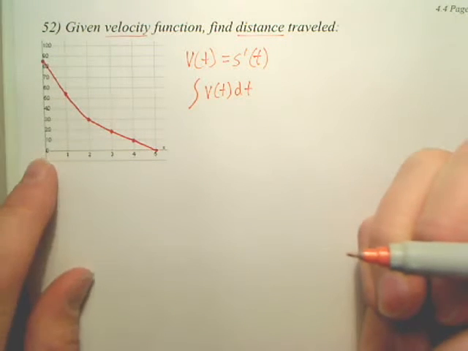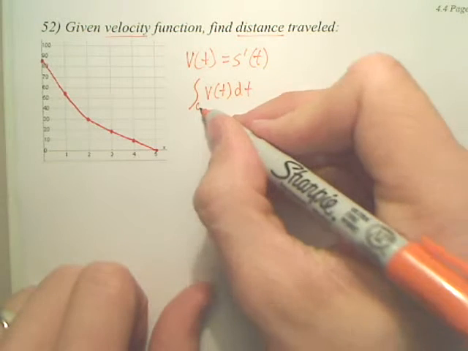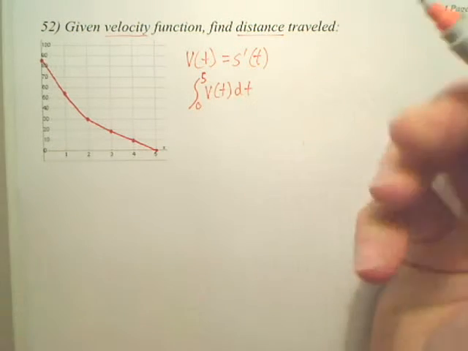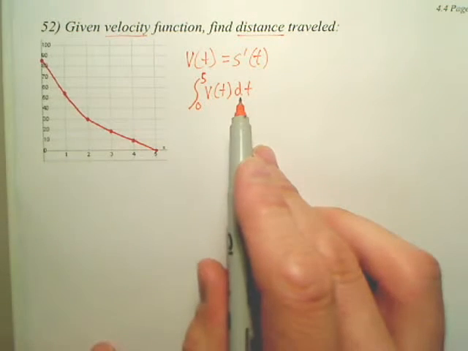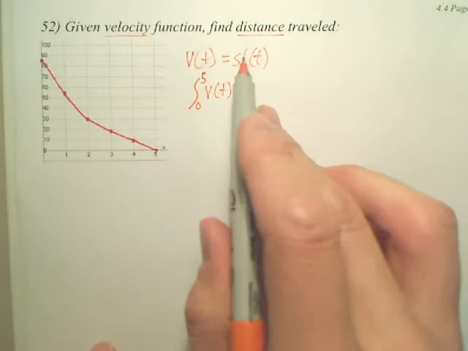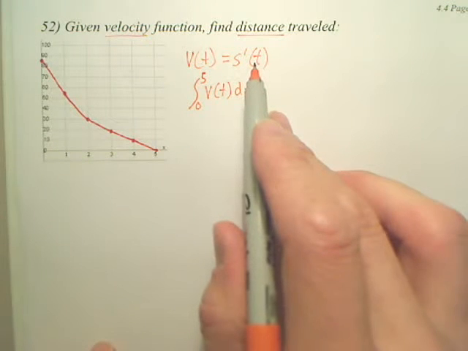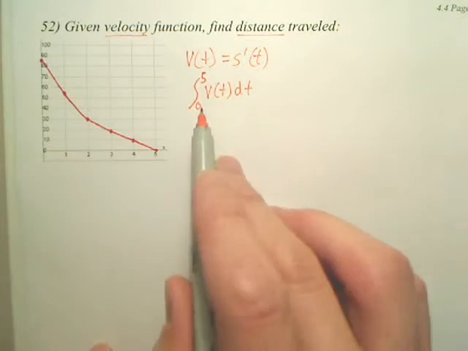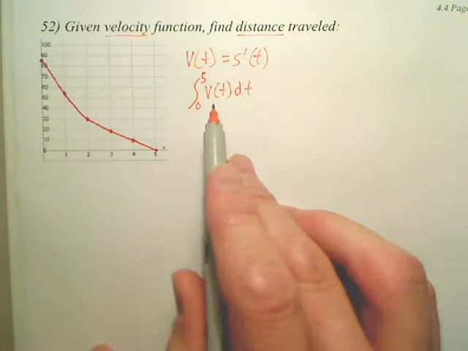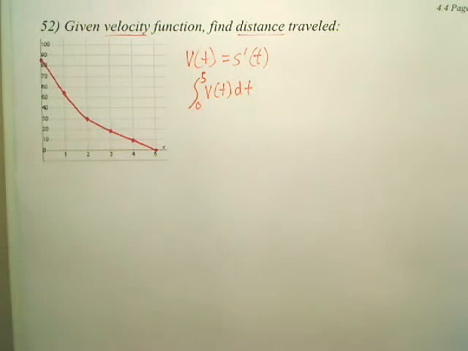Well, what is it? From 0 to 5 seconds. That's what I'm trying to calculate. The total distance traveled, the total position after time, going from here to here, is integrating over the 5 seconds.